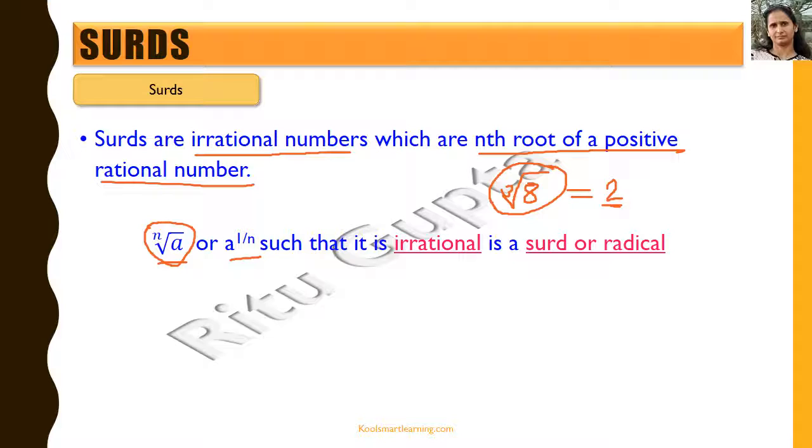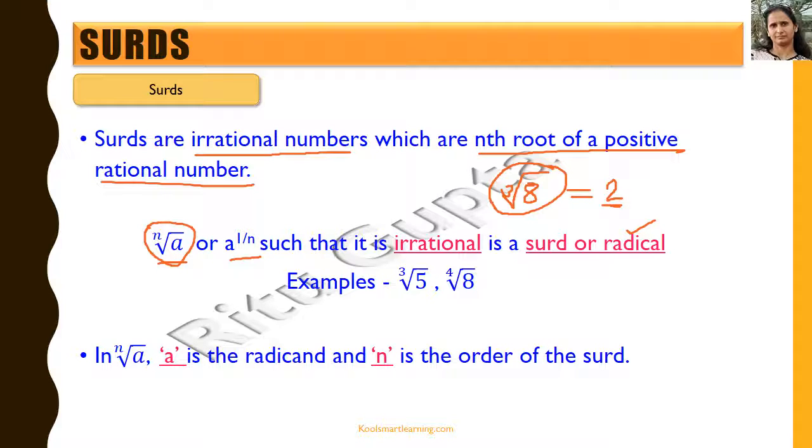So surds are only the irrational numbers represented as nth root of a positive rational number, and these surds are also called radicals. Examples are cube root of 5, fourth root of 8, and so on. Now when we represent the surd as nth root of A, A is called the radicand and n is the order of the surd. So we say cube root of 5 is a surd of third order. Fourth root of 8 is a surd of fourth order.